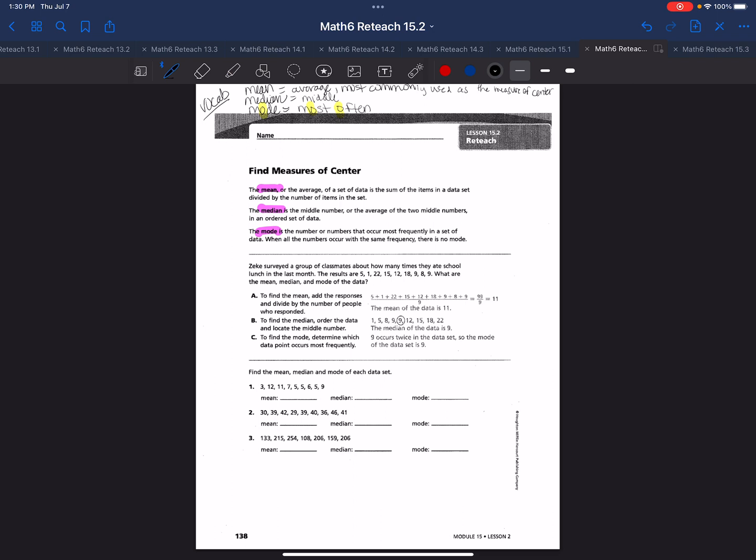If you would like to see some examples, please look at your homework on page 152. I encourage you to stop this video and try these problems on your own first and then go back and watch the video.